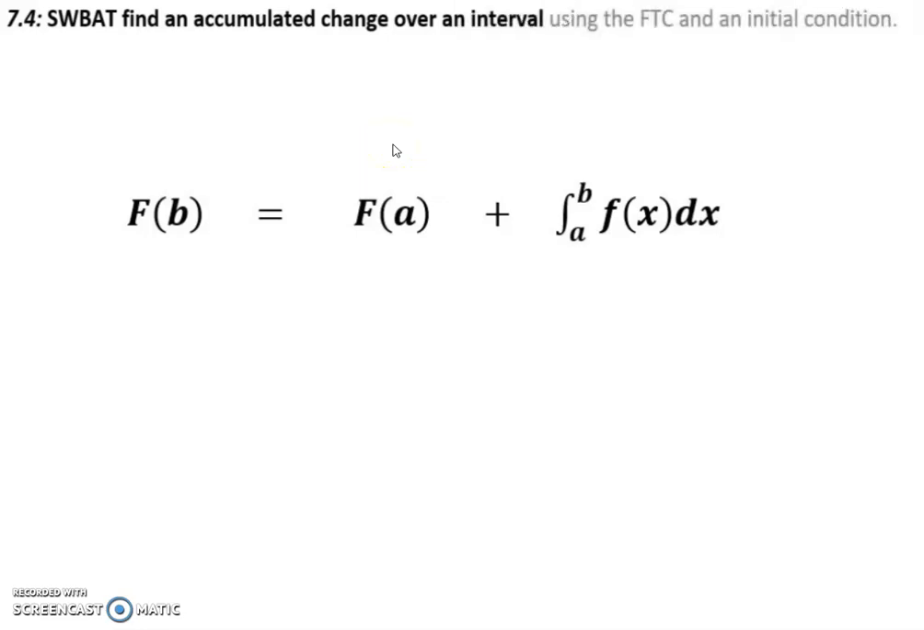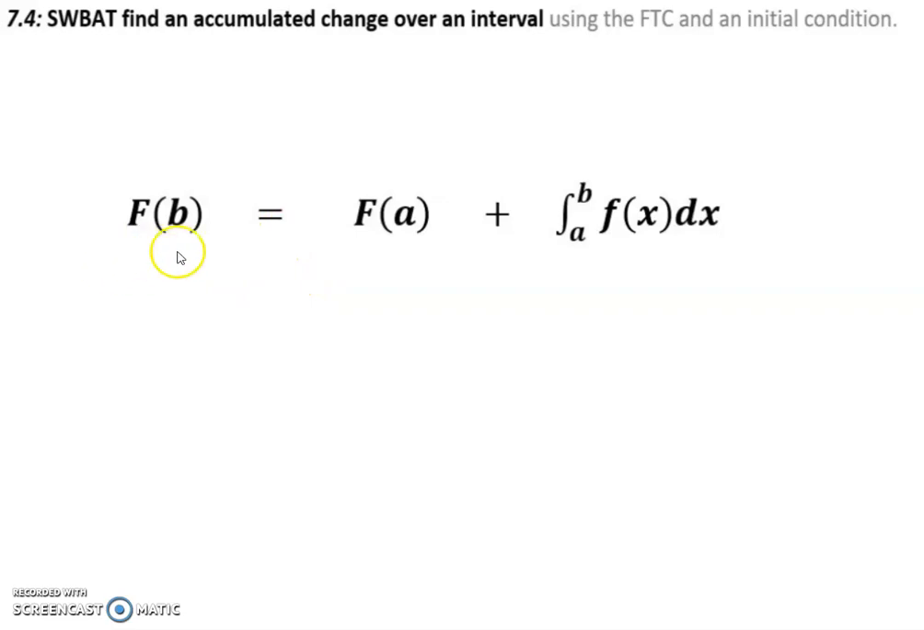All right, today we have an important objective. Find accumulated change over an integral using the fundamental theorem and an initial condition. So the fundamental theorem says that F of b minus F of a is equal to this integral. Therefore, if you add F of a to the other side, capital F of a, it would equal this.